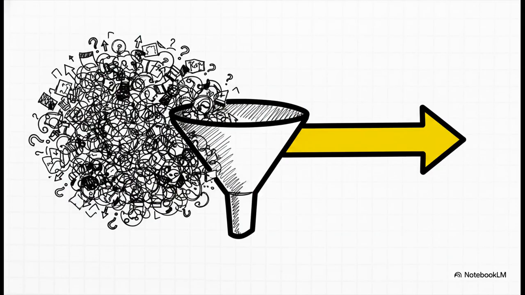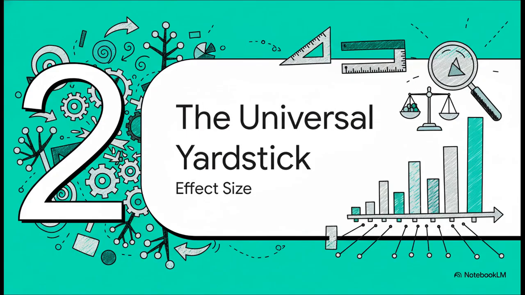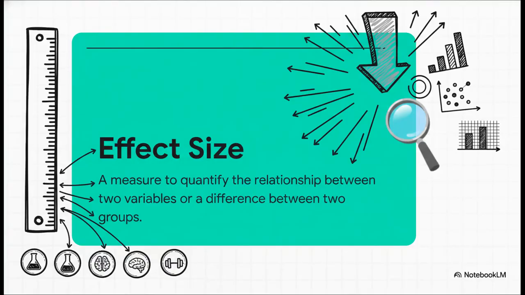But what if there was a way to cut through all that noise? Well, turns out there is. Scientists have this powerful technique called a meta-analysis to solve this exact problem, to find the clear signal hidden in all the static. And this whole amazing technique really hinges on one simple but totally brilliant concept, the effect size. Just think of effect size as a universal yardstick.